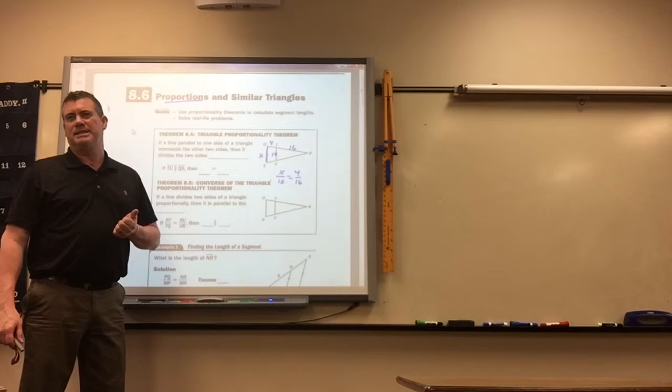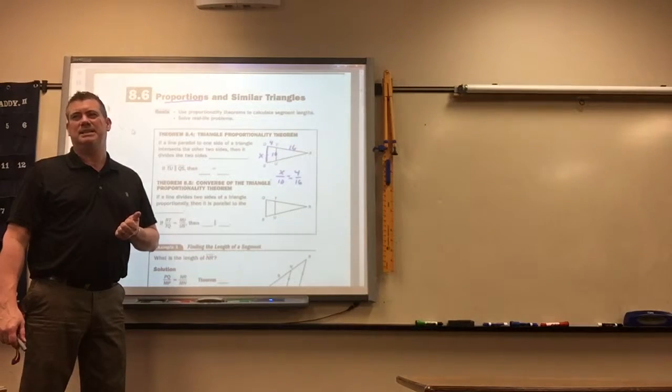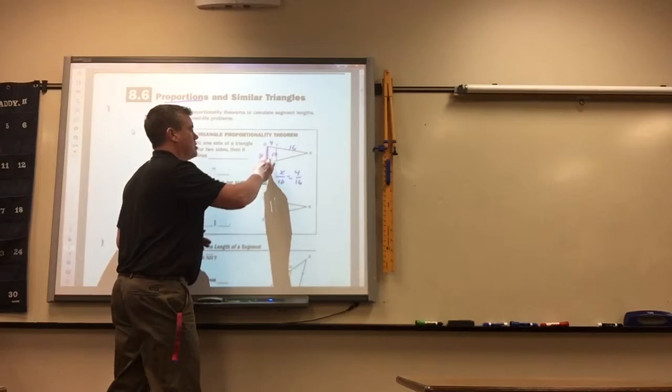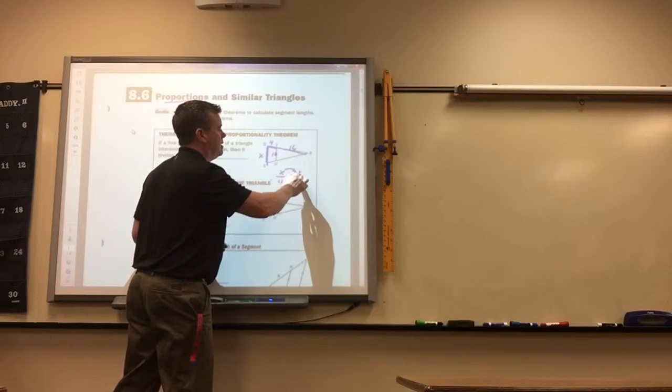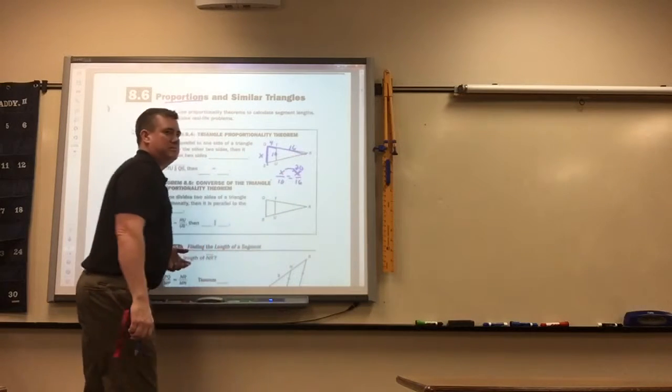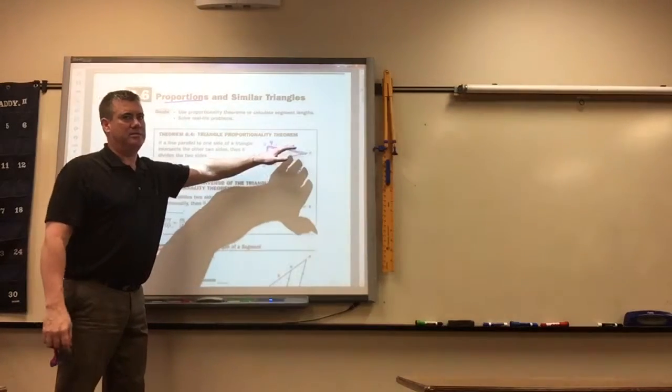Yeah, because you have 4, 16, 20. The whole, X is the whole side. 4 is not the whole side. I'd have to go 20 to 16. So you've got to add them together.